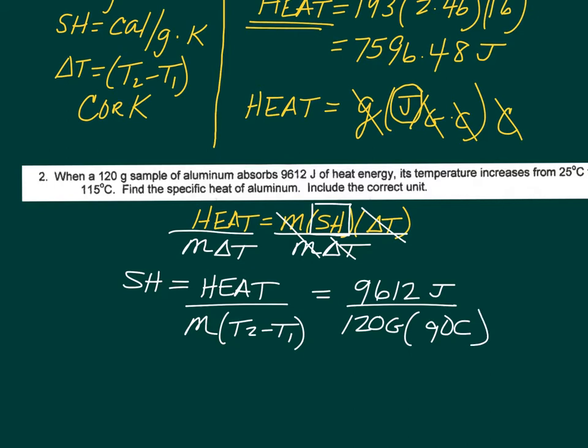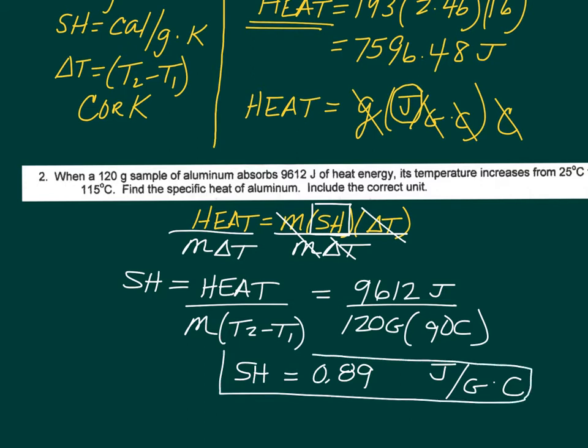So notice none of my units cancel, which makes sense because it's specific heat. So those units are either joules or calories. We happen to be working in joules right now per gram dot Celsius. Then all we have to do is the math, which comes out to be 0.89. And that is our answer. So just remember, if you have to solve for something other than specific heat, you need to isolate the variable and do the reverse order of operations.